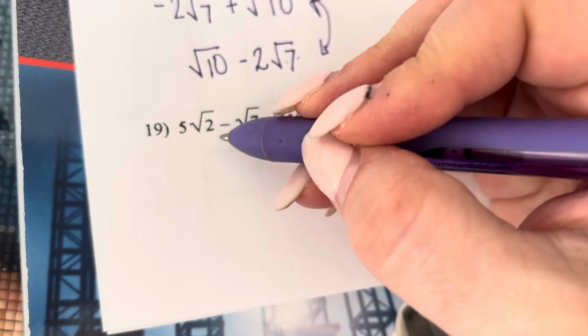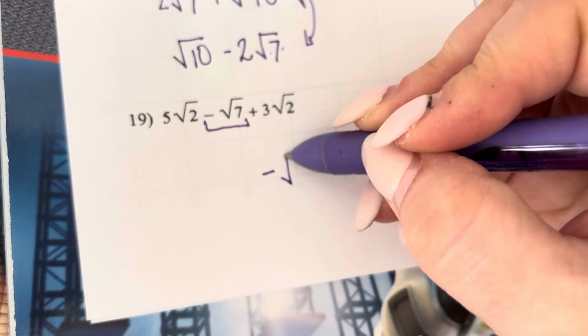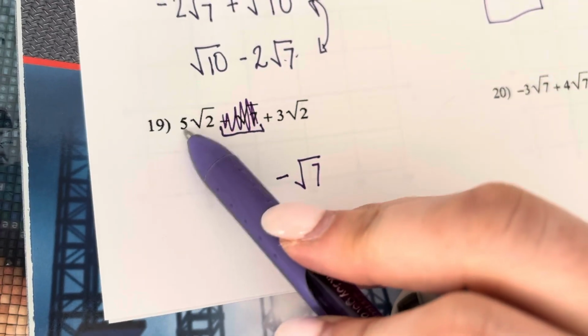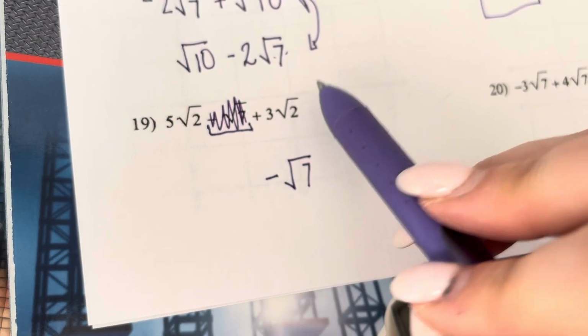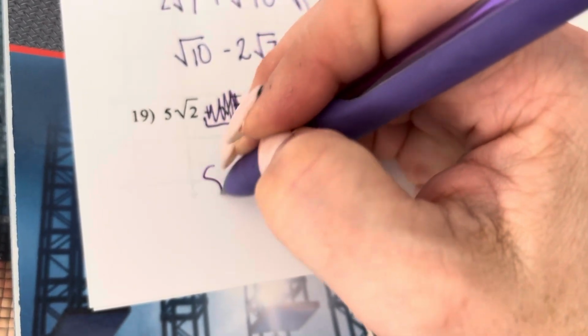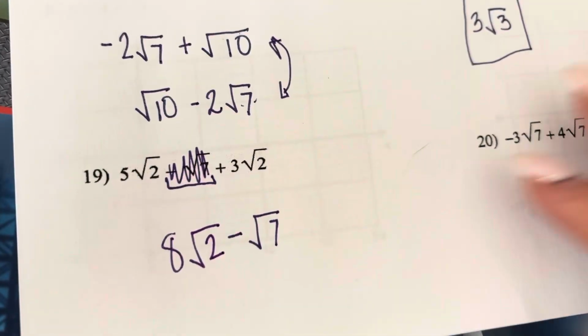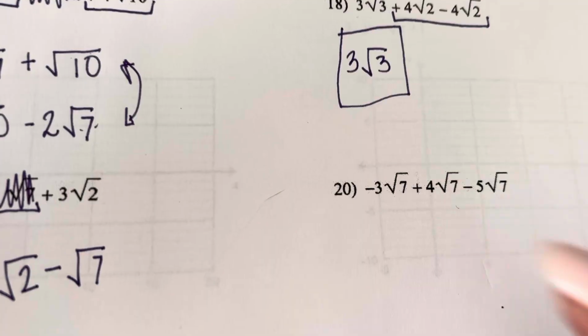Down here, there's nothing to combine with this, so I'm just going to leave him there. 5 times the square root of 2 plus 3 times the square root of 2 is 8 times the square root of 2.